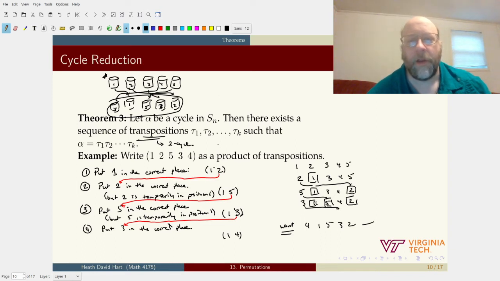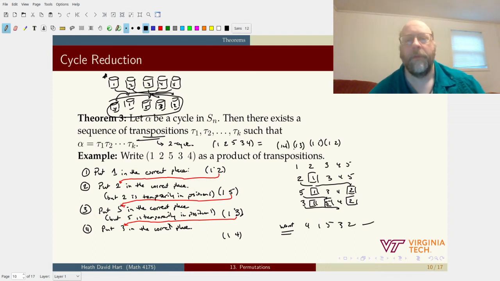But remember that compositions are done right to left. And so (1 2 5 3 4) is equal to (1 2) on the right, (1 5), (1 3), and (1 4). Okay? And there's a pattern here. All of these start with 1, and the other numbers are these numbers in reverse order: 4, 3, 5, 2. And so if you know the pattern, there's a fast way to take a cycle and turn it into transpositions.